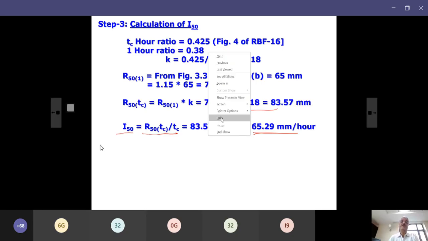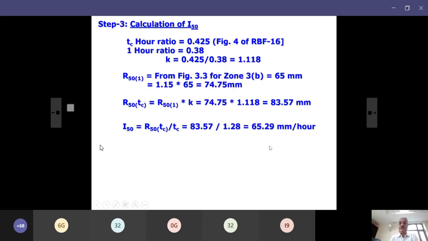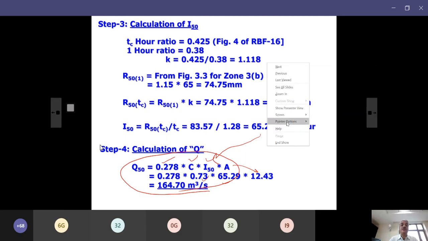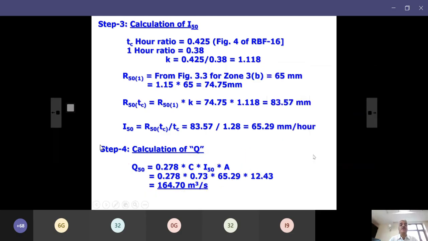so 65.29 is I50. Now you have got everything. 0.278, C was 0.73, I50 is 65.29, and A was 12.43. So your Q50 for this comes out to be 164.7 cumecs, or meter cube per second. Very simple. ठीक है?